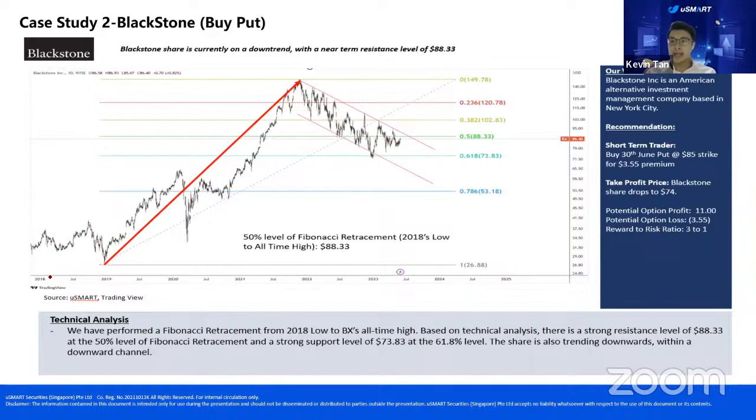Because at that point in time, we had a very low interest rate environment, and Blackstone as an asset manager took advantage of the low interest rate environment to do private equity deals as well as real estate deals. But what happened after 2022 was that interest rates started to increase, and that affected the profit margins of their deals and their real estate property. That's also why you see a decline, a downward trend channel since 2022, which typically indicates bearish momentum.